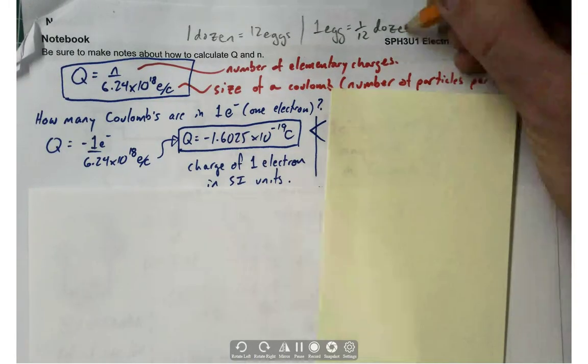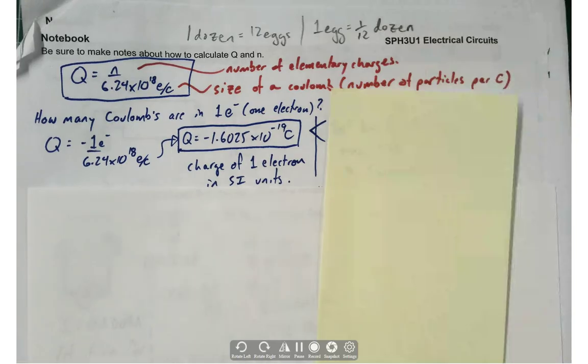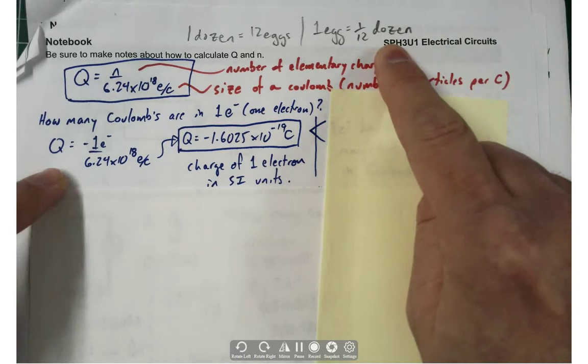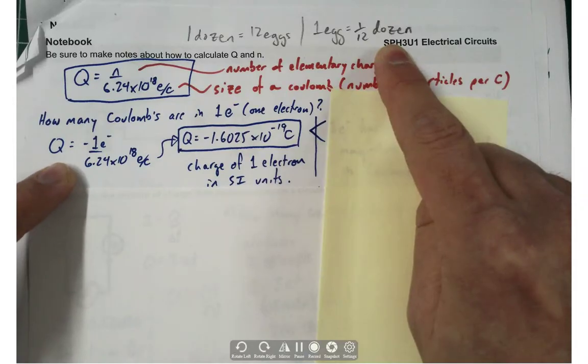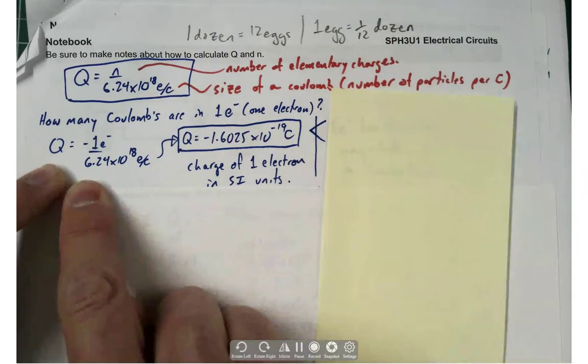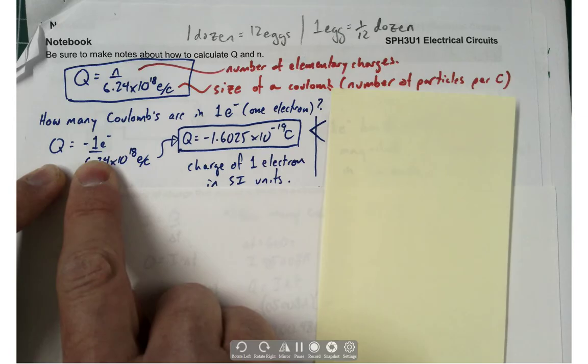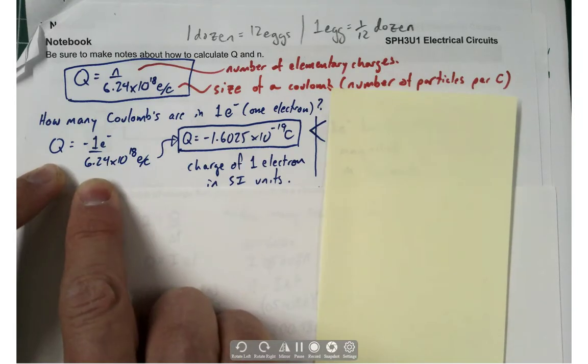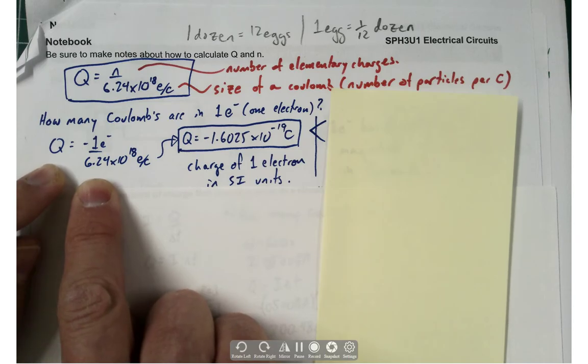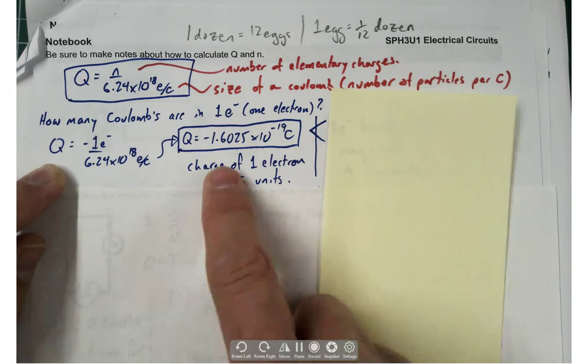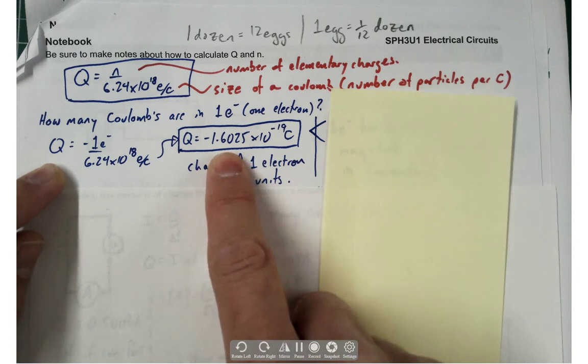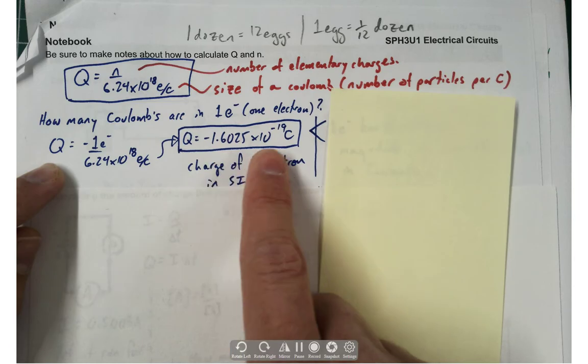Not dozer, dozen. That seems like an odd thing to say, but that's exactly the kind of thinking that we've got going on when we do what we've got on the left-hand side of the page here. We're saying that Q, for one electron, is equal to one elementary charge divided by 6.24 times 10 to the power of 18 electrons per Coulomb. That means that one elementary charge, one electron, is, the negative because it's a negative charge, but it's 1.6025 times 10 to the power of negative 19.